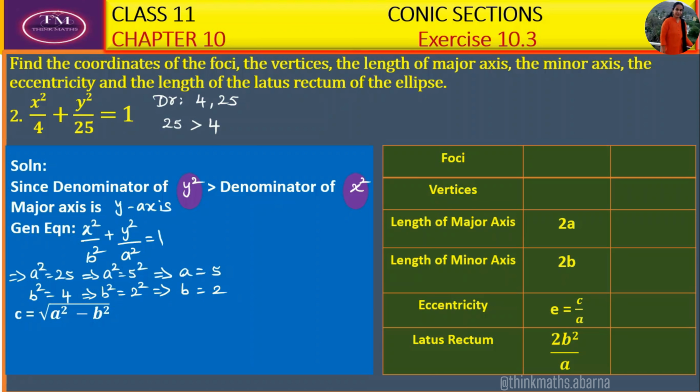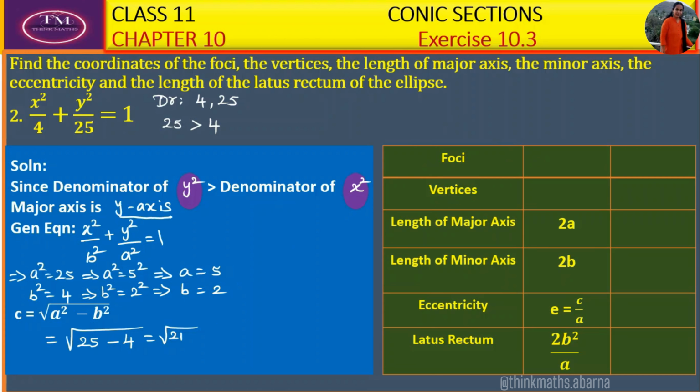So after finding a and b, we have to find c. So c is square root of a square minus b square. So a square is 25, b square is 4. So what is 25 minus 4? 25 minus 4 is 21. 21 is nothing but 7 into 3. So there is no perfect square, so we can write it as such. Clear? Now we have to find the foci.